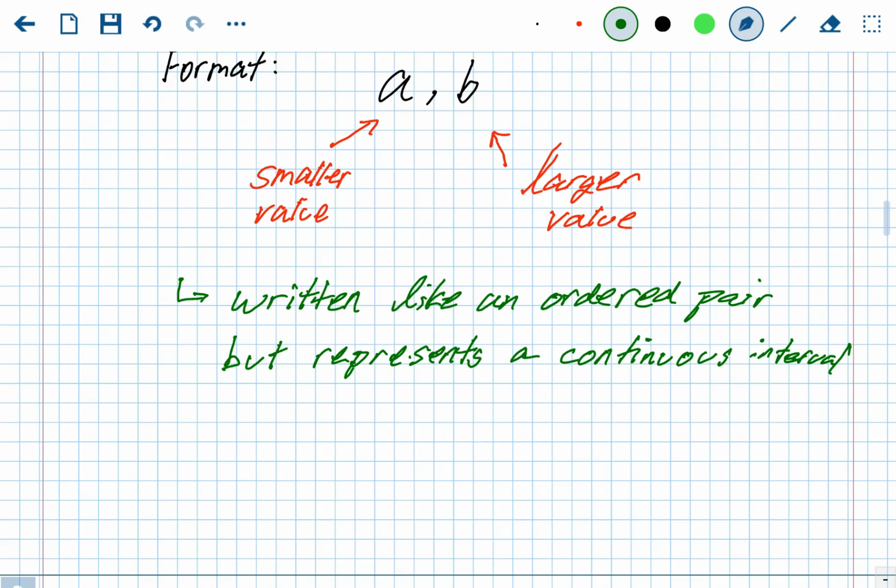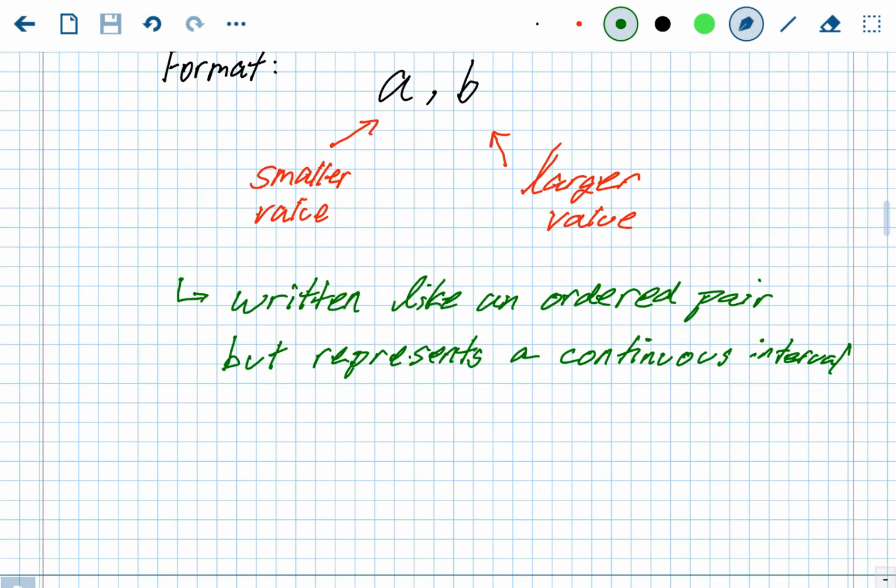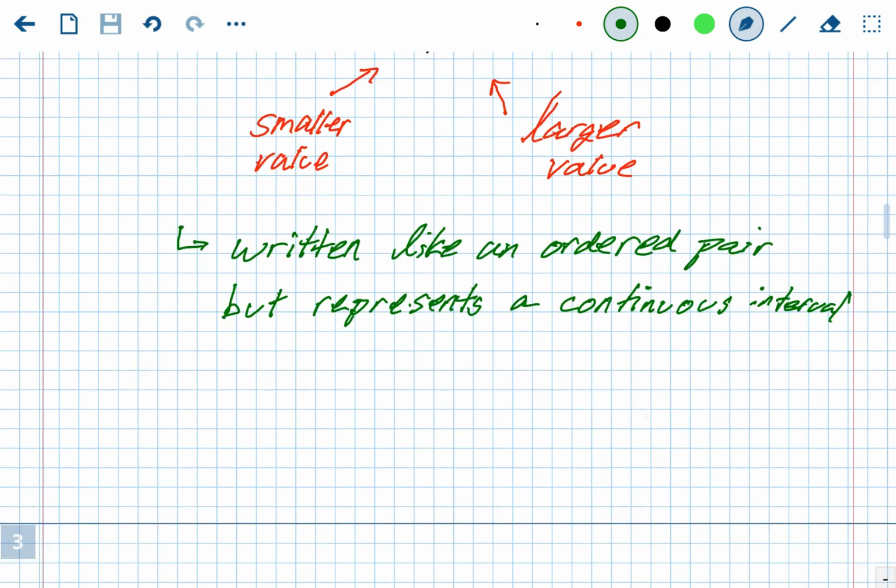So how do you know if it's an ordered pair or an interval? It just depends on the context of whatever you're doing in math. If you're plotting points, it's probably an ordered pair. But if you're describing a solution set to an inequality, it's going to be an interval.